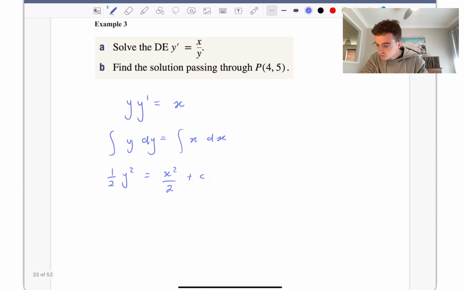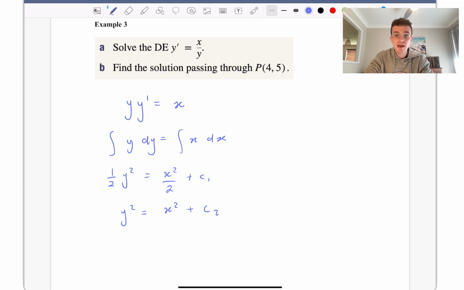So, it's not quite clear how they want their solution. I guess if you wanted to make y the subject, well, we could say that y squared is equal to x squared plus c. We've still got that plus constant c. Some people like to change it to a constant d, but it's just the same thing. Or you could say c1 here and c2 there, whatever you like. So it's not clear how they want the solution. That's technically the solution. You could make y the subject by square rooting it, but we might just leave it like that.